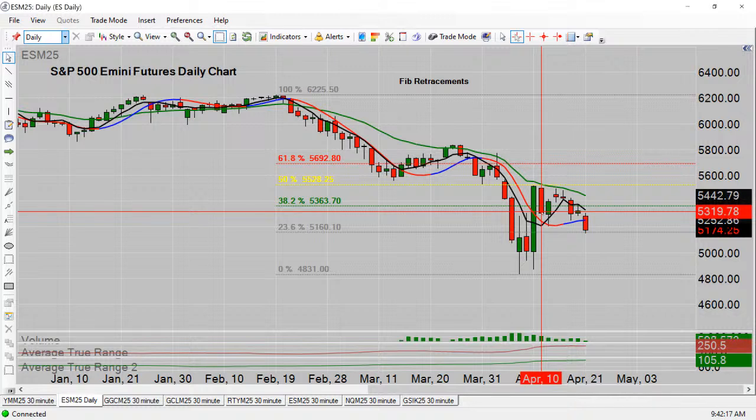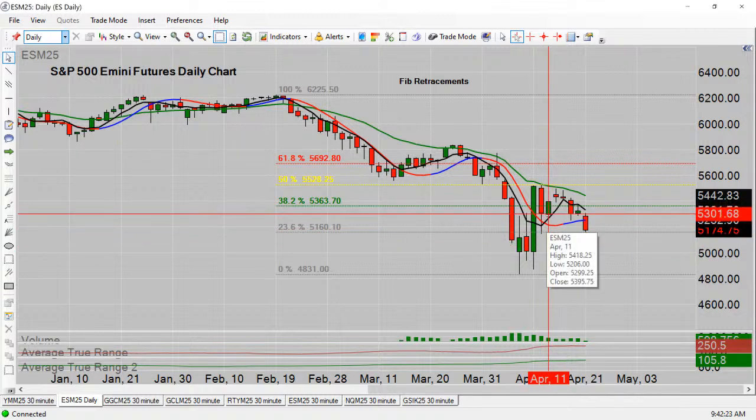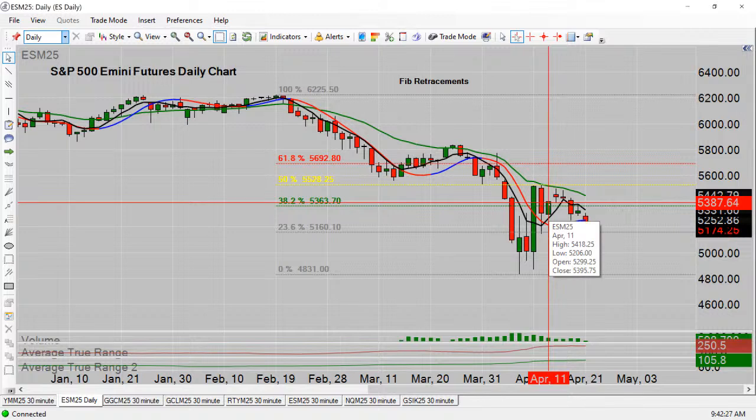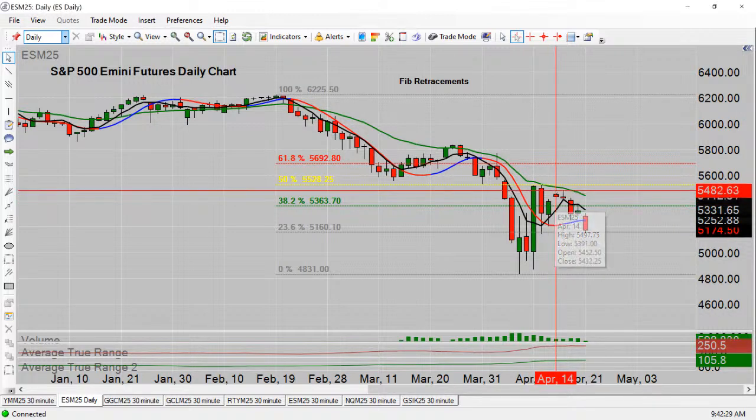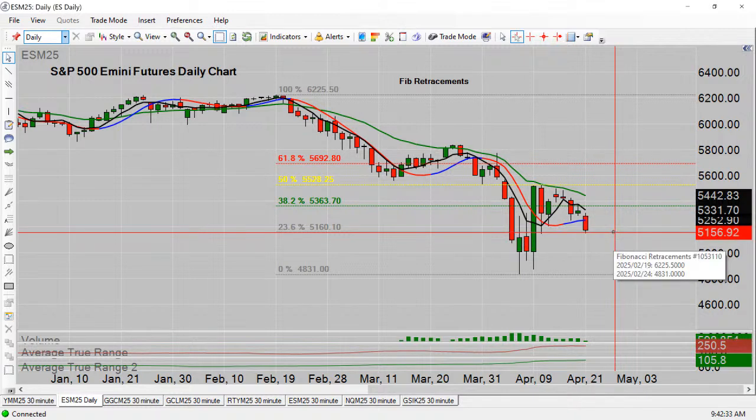From 51.60 to 53.04. You do the math. There's a whole lot of buying going on. And that followed with a green day. We had a gap higher open, but again we failed to hit the BBC. And so here we sit.